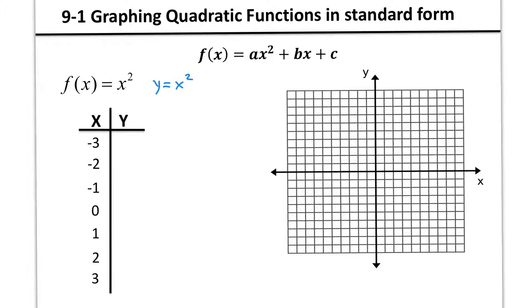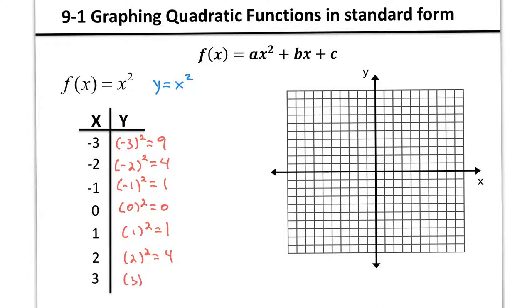So let's substitute the -3. I have -3 squared, and that's going to be positive 9. Substituting -2 squared, that's positive 4. Then -1 squared is 1. And 0 squared is 0. Then positive 1 squared is 1. Then 2 squared is 4. And 3 squared is 9.